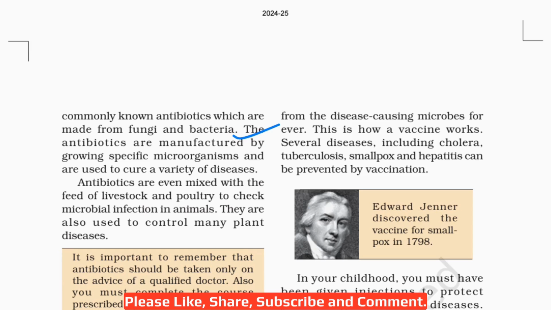So, if you want, you can mark this as 1, 2, or 3. The first use of antibiotics is this, number 1: the antibiotics are manufactured by growing specific microorganisms and are used to cure a variety of diseases. Then, number 2: antibiotics are mixed with the feed of livestock and poultry to check microbial infection in animals. Then, number 3: they are also used to control many plant diseases. So these are the 3 uses of antibiotics.